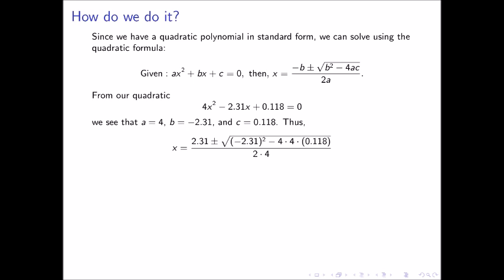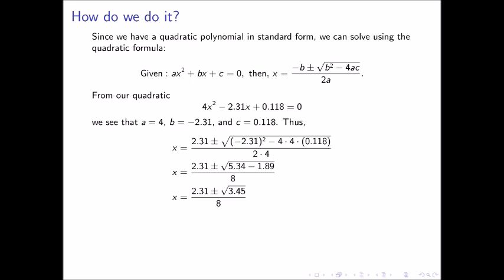Once again, let me remind you not to type this straight into your calculator. It may seem like a shortcut, but you're much more likely to make mistakes. Work each step in the problem individually. First, we can square negative 2.31, which gives us a positive 5.34. Then we can multiply out 4 times 0.118, giving 1.89. Lastly, in the denominator, we have 2 times 4, or 8.